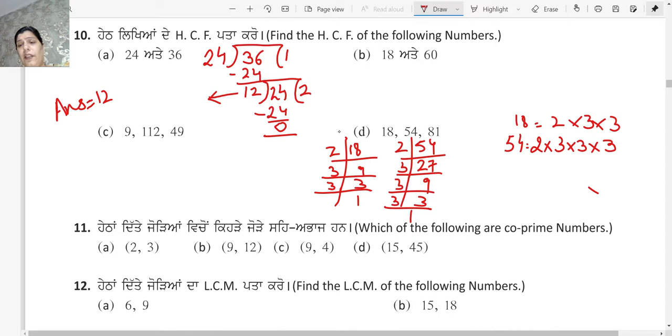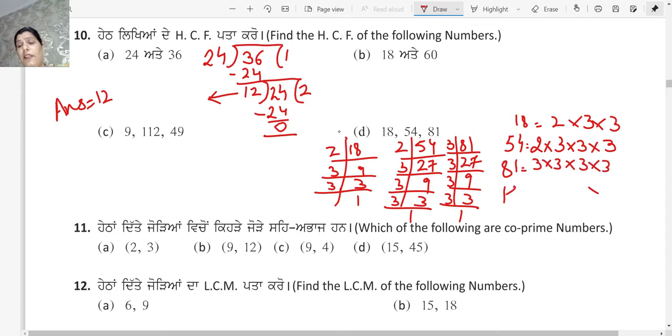Then you will write the prime factors of 81. It is not divisible by 2, it is divisible by 3. So 3 9s are 27. Then again 3 9s are 27, again 3 3s are 9, and 3. So you get the prime factors of 81 as 3 multiplied by 3 multiplied by 3 multiplied by 3.